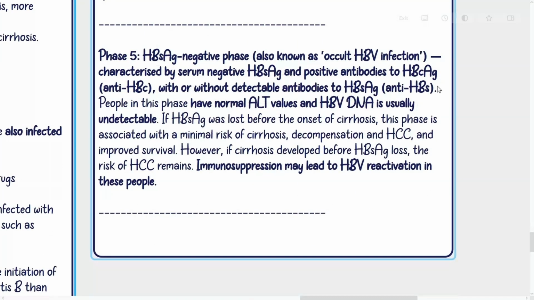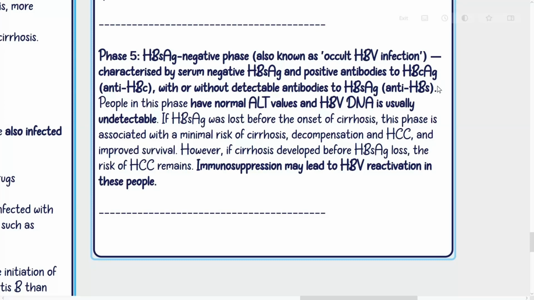Phase 5. HB surface antigen negative phase, also known as occult HBV infection, characterized by serum-negative HBsAg and positive antibodies to HBc, anti-HBc, with or without detectable antibodies to HB surface antigen, anti-HBs. People in this phase have normal ALT values and HBV DNA is usually undetectable.